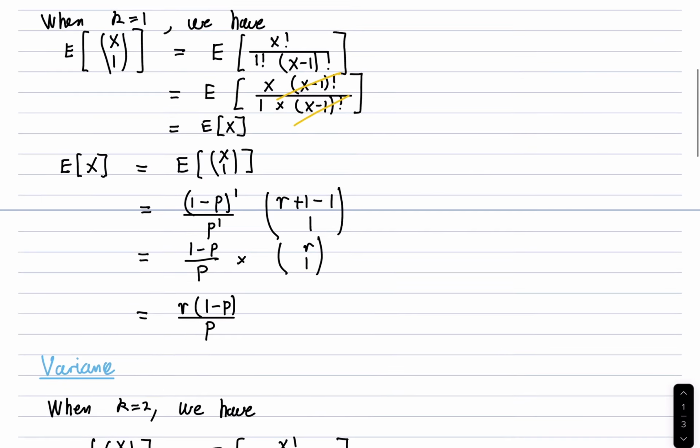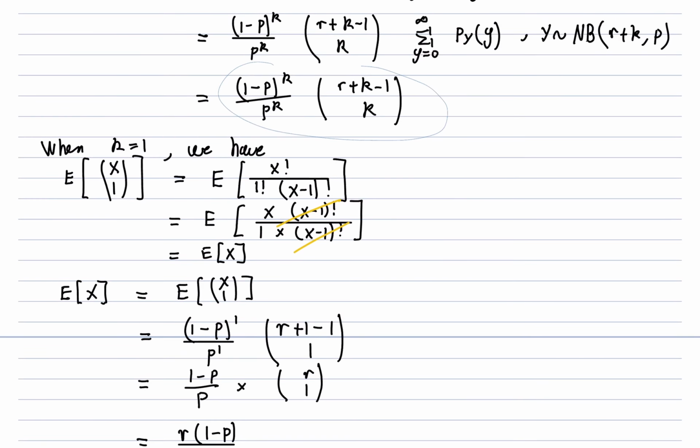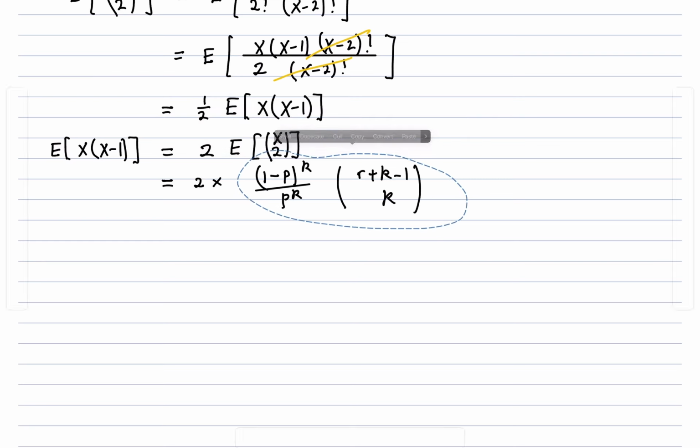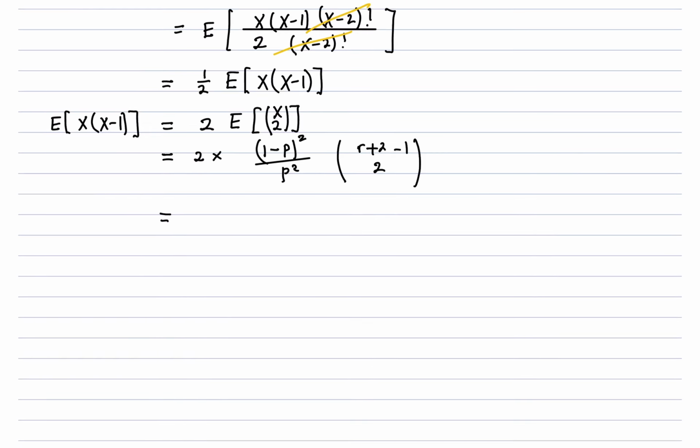We have our expression for generalized k. Let's take it down, copy that across, paste it in here, and instead of writing k, I'm going to change all of these to 2's. And we're going to change this one, and we'll change this one. So it becomes 1 minus p squared over p squared, r plus 2 minus 1, choose 2. This becomes 2 times 1 minus p squared all over p squared.